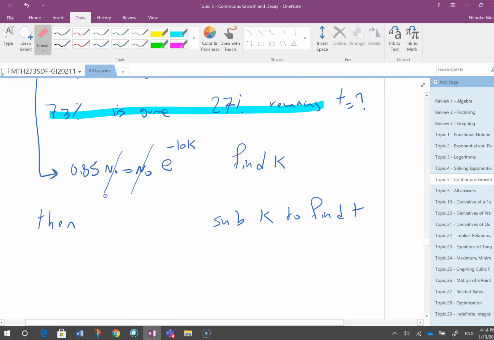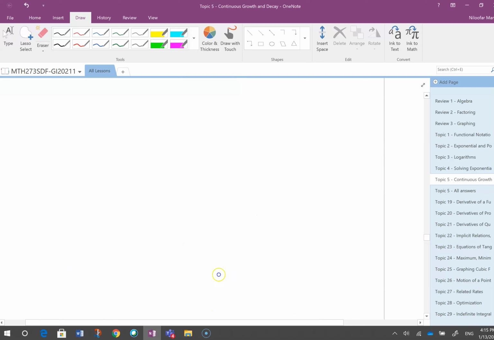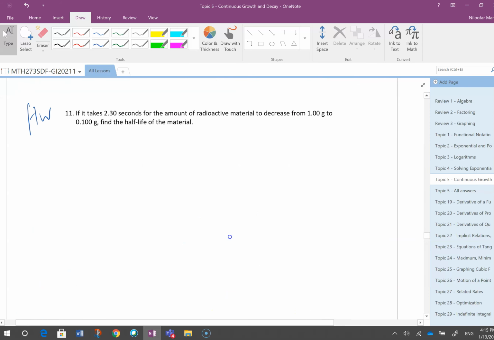So maybe I can write it here. Then in this, 0.27 N0 equals N0 e power minus kt. So then in this, sub k to find t. Yes, you can do it. Remember, when you find k, you have to use several digits. Don't round it. Don't use the rounded answer. When you want to calculate the next step, you have to use more digits.